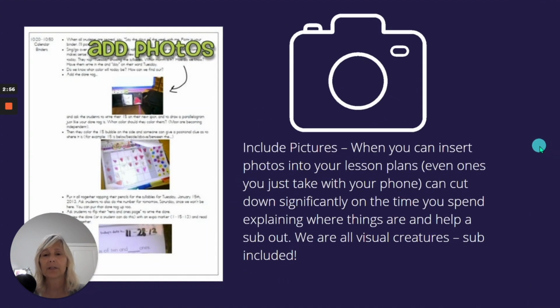You also want to include pictures whenever you can. Inserting photos allows you to have to write less and explain less, and that way a sub can see just what you mean in your lesson plans with anything that has to do with your art lessons.